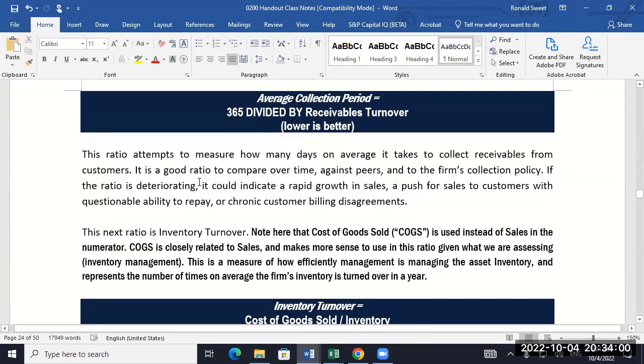The average collection period, again, it makes sense. You just take 365 and divide it by the turnover ratio. That's supposedly how quickly, on average, they collect the receivables. I don't think it's all that great of a number if a firm does mainly cash and credit card sales.